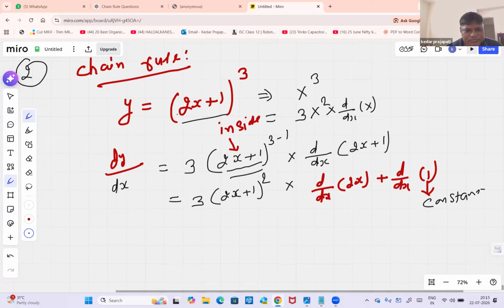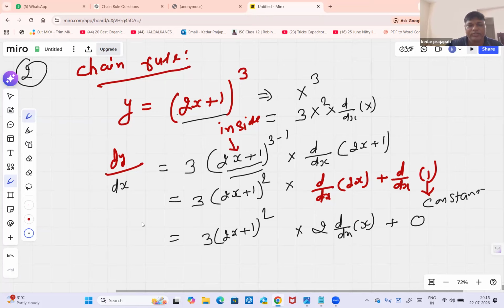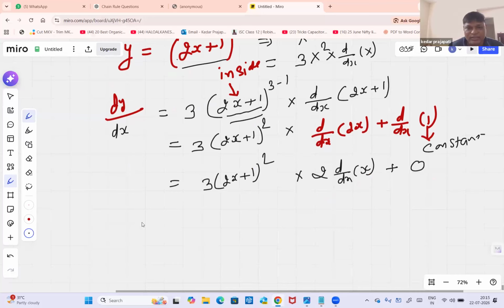Now this will be as it is, right? Then d by dx of 2x. So 2 is constant, it will come out. Then d by dx of x. Right? D by dx of 1 is 0. So differentiation of a constant is 0. Okay? And you can write it as it is, 3 (2x plus 1) whole square. So in the next line, the answer will come.